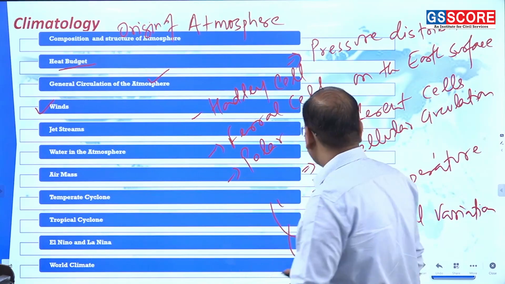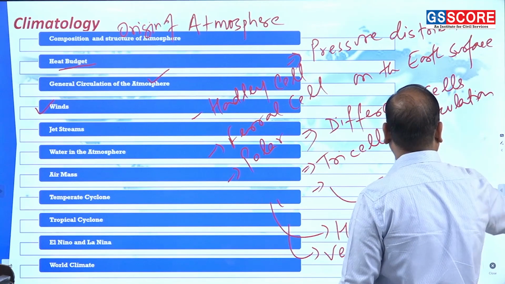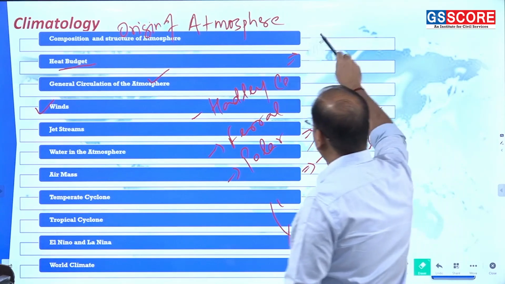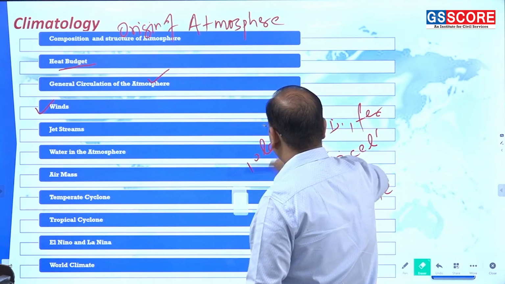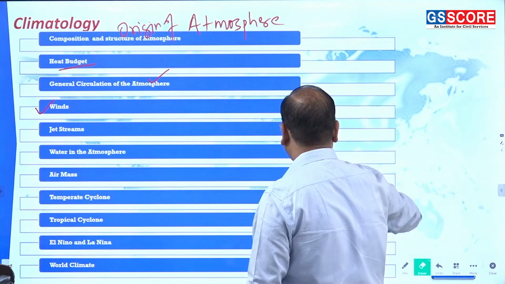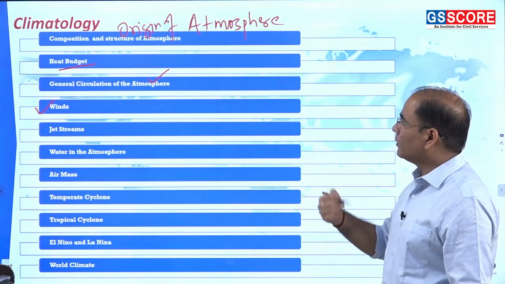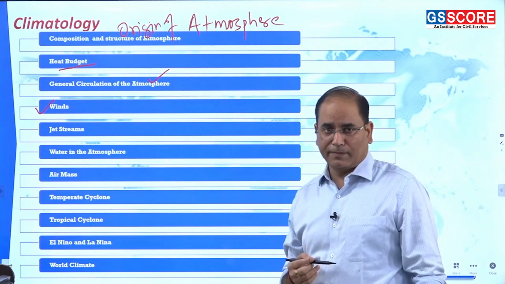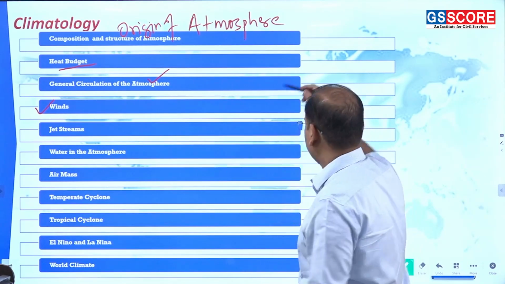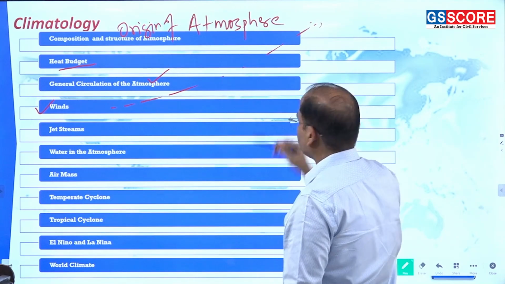General circulation of the atmosphere is a very important topic because it is highly helpful in transporting the energy from one place to another place, and also it affects the other areas. Moving to the next topic, that is the wind. Wind and general circulation of the atmosphere are very much linked. Under the wind, what are the different topics that you are supposed to study?